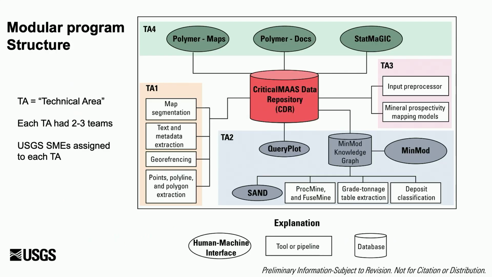The program structure for Critical Mass was modular with 4 technical areas, or TAs. TA1 focused on maps, TA2 on mineral feature engineering from documents and data sets, TA3 on mineral prospectivity mapping, and TA4 on human-in-the-loop learning. Sitting at the center of the program was the cloud-hosted Critical Mass Data Repository, or CDR.